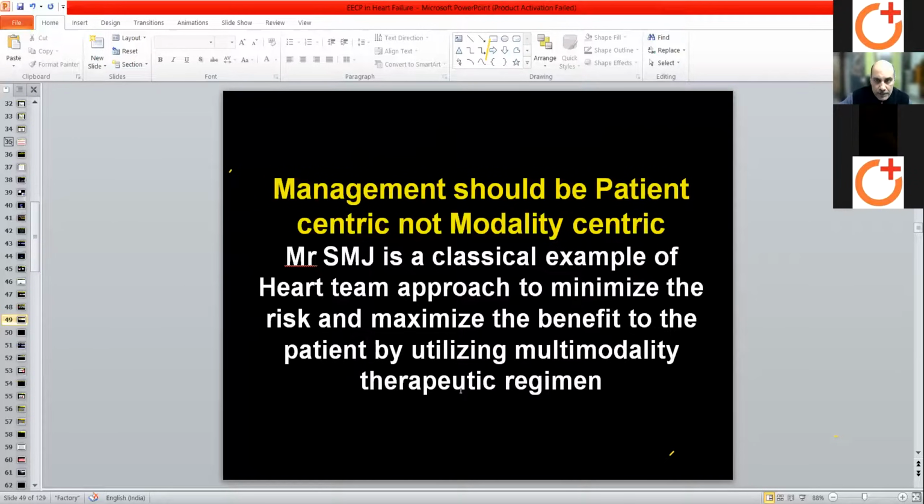In ischemic pathology or non-ischemic pathology, majorly the ischemic pathology, taking the case of SMJ, which I was describing, the management should be, in my opinion, patient-centric. What is in the interest of the patient should be given to that person. Based on the guidelines, yes, that can support us. What are available modalities should be helping in the totality of treatment of the patient. It does not matter which modality we are using. Whatever is suitable for the patient should be used. Whatever is good in the interest of the patient should be used. So this is what we call a team approach for heart failure management.